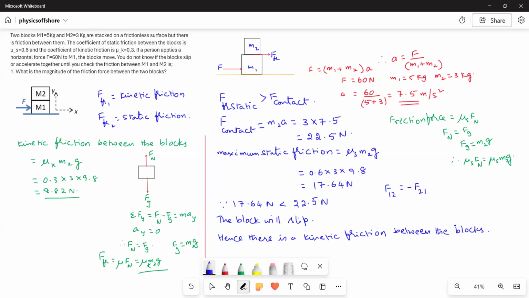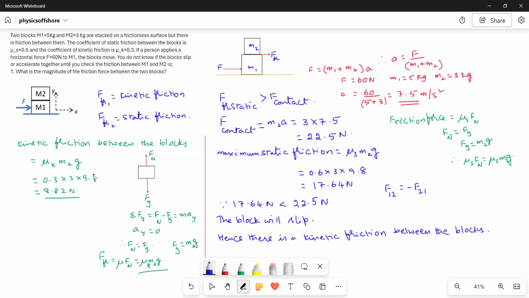Now we have to find the kinetic friction between the blocks. What is the kinetic friction? Kinetic friction is equal to mu k Fn here for the second block. So what is Fn? Fn is equal to Fg, because sigma Fy is equal to Fn minus Fg is equal to M a y, and the block is not moving along the y direction. Therefore, y direction acceleration is equal to 0, and Fn is equal to Fg. We know Fg is equal to M2 g. Therefore, Fn is equal to M2 g. Therefore, kinetic friction is equal to mu k times M2 g, and plugging in the values, we get the kinetic friction force as 8.82 newtons.